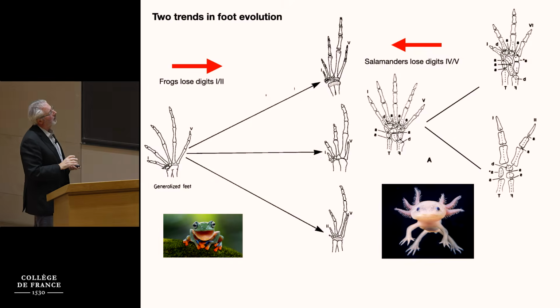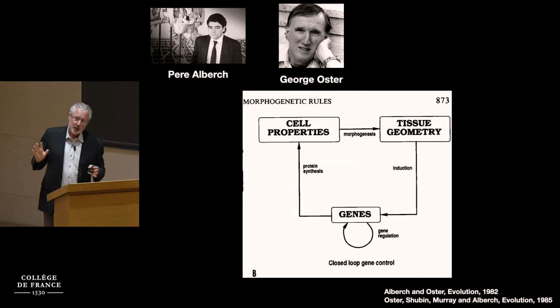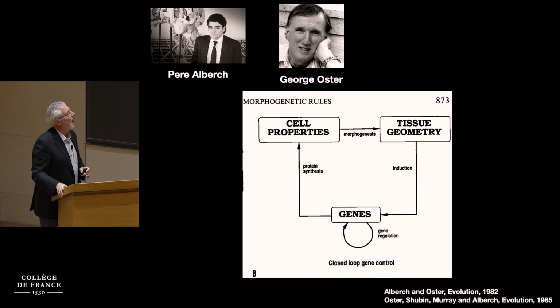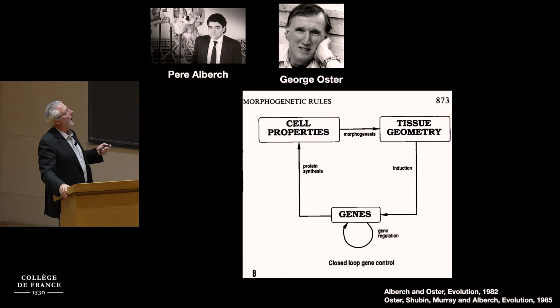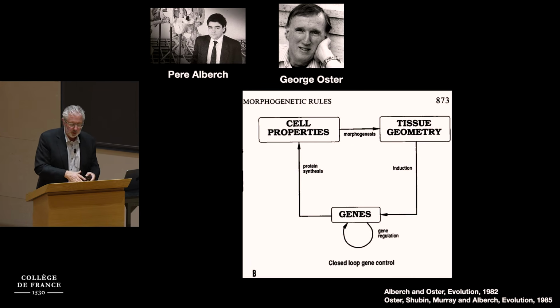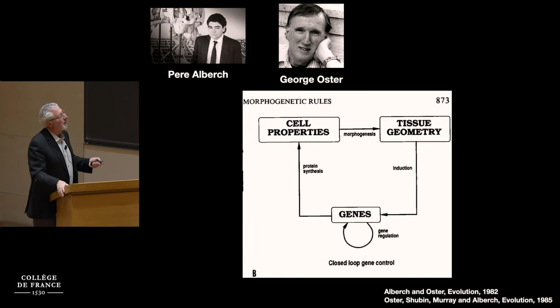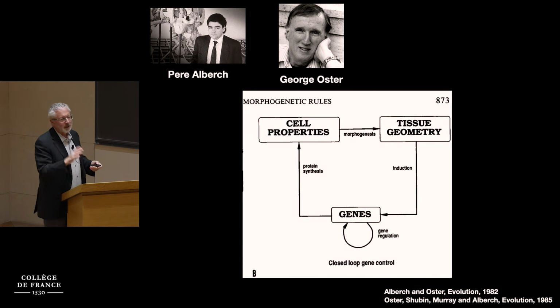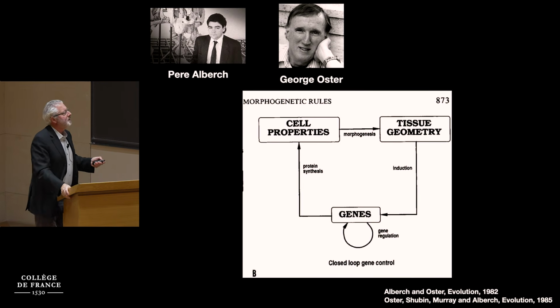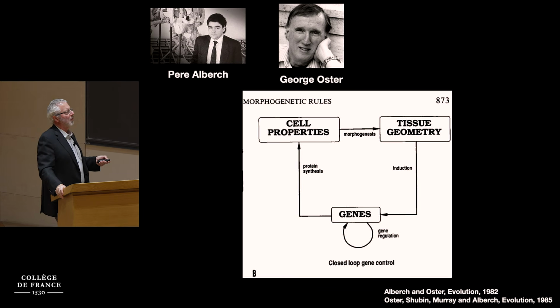Now what I want to talk about here is an approach to thinking about development that I think was pioneered by Pere Alberch, the late Pere Alberch, in the early 80s, and George Oster, a mathematical biologist, in the early 80s as well. And Pere and George really came up with a framework for thinking about the relationship between the role of genes in development. And that was the idea is this, a very simple diagram, but it contains some important points for what we want here, is that genes obviously make proteins which can control their own activity, but also define the properties of cells.